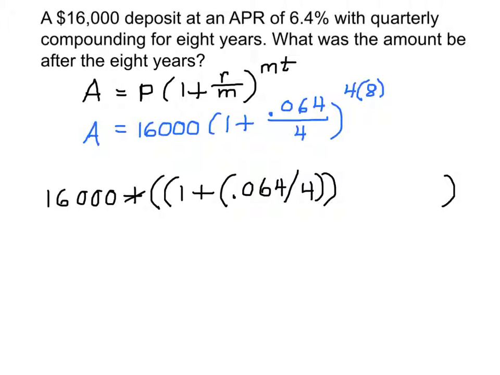Okay. And so then this 1 plus the fraction is now raised to a value. So we're going to raise that to, well, 4 times 8 is 32. So raise that to the 32. And this should give us our answer right here, because this parenthesis here is closed here.